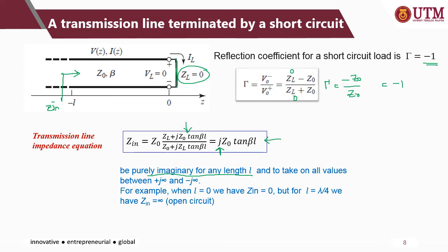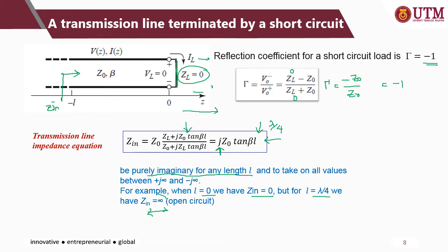For example, when L equal to 0, Zin will be 0. For L equal to lambda over 4 at the respective frequency, the Zin will be equal to infinity. Okay, so when L equal to lambda over 4, that's open circuit.